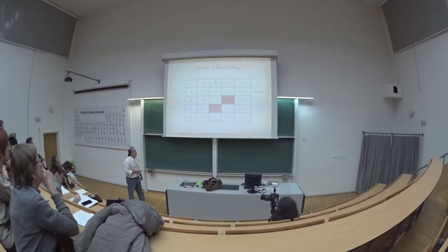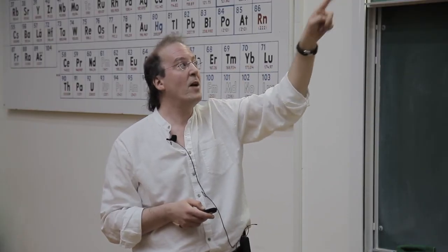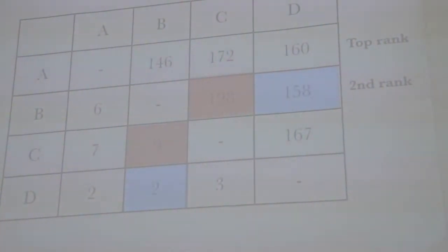Then there's an individual who's clearly the second-ranked individual, and I've just made that B to make it easy to see. We saw that B loses to A, so it's not the top-ranked individual. But it beats up C way more than C beats up B. It beats up C 198 times, but C only beats up B 9 times. And the same thing for D. B beats up D 158 times, and D only beats up B twice. So B is the second-ranked individual.